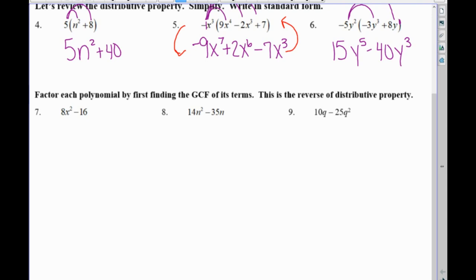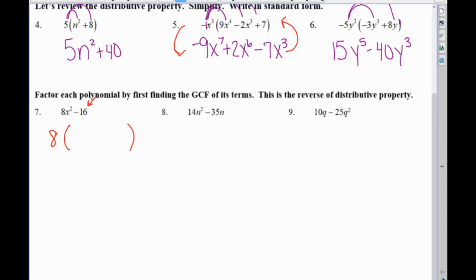So if you look at number 7, look at these two terms, 8x squared and negative 16. What is my GCF? What is the biggest number that divides evenly into 8 and 16? 8, right? 8 divided by 8 is 1. 16 divided by 8 is 2. I can't pull out an x because this 16 doesn't have an x to give. So that is not part of my GCF. All right, now we're going to open up a set of parentheses.